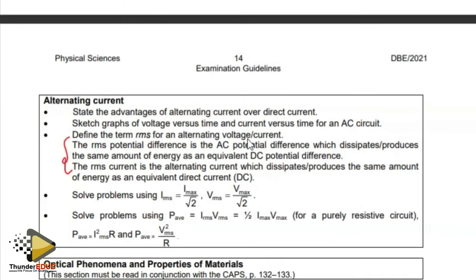Define the RMS potential difference. RMS potential difference is the AC potential difference which displays the same amount of energy as the DC. Likewise, RMS current is the alternating current which displays the same amount of energy. So we just need to remember that. The formulas for IRMS and Imax will be given on the formula page; just know how it works.